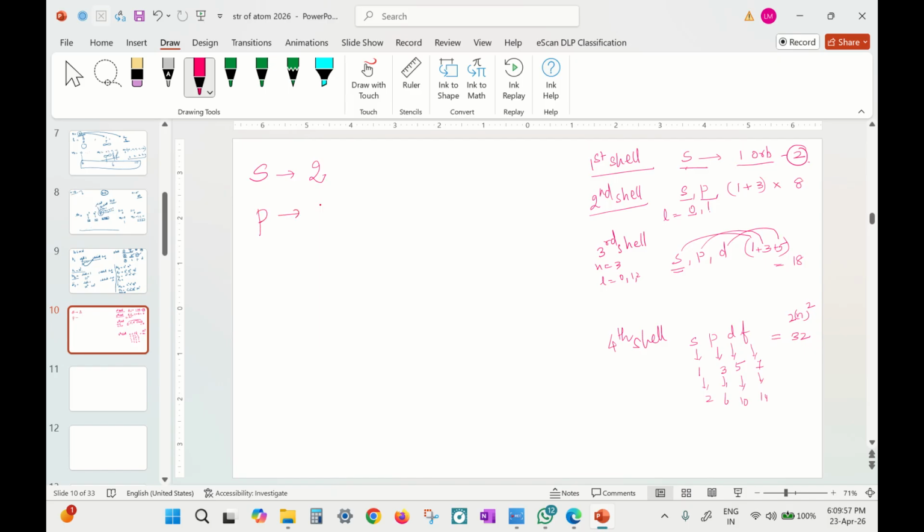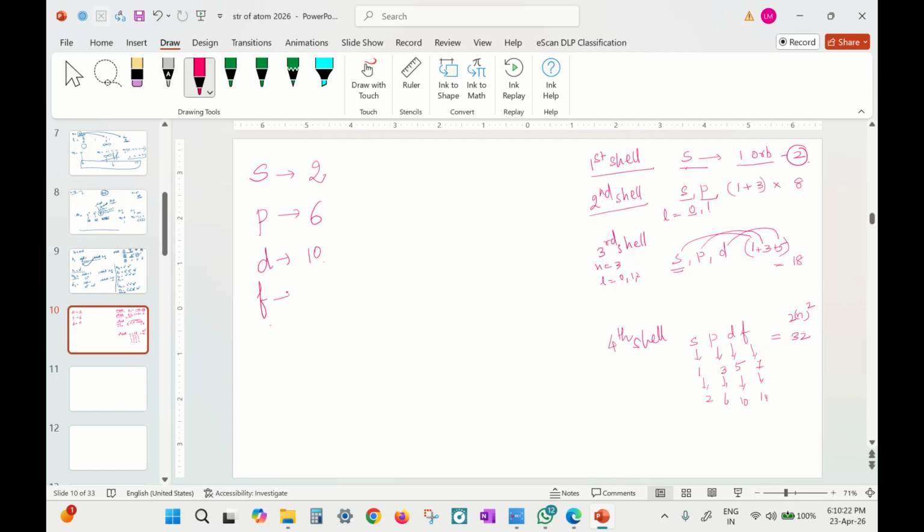P subshell of any shell will contain how many? P subshell of any shell, 6. D subshell of any shell, L is equal to 2, na? So plus 2, plus 1, 0, minus 1, minus 2. 5 orbitals into 2 electrons, so totally 10, right?